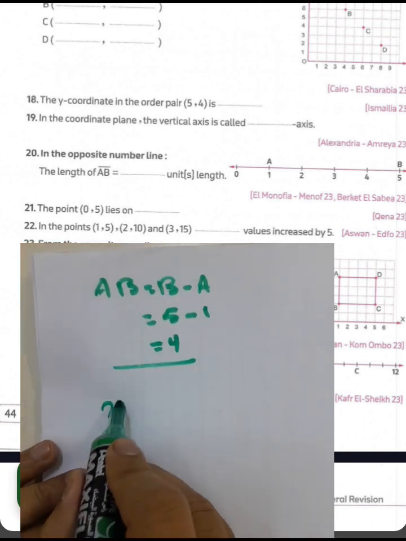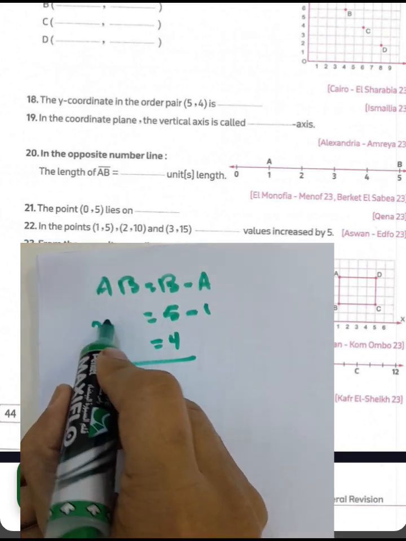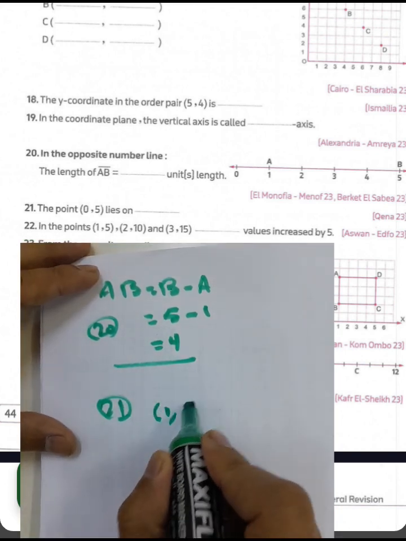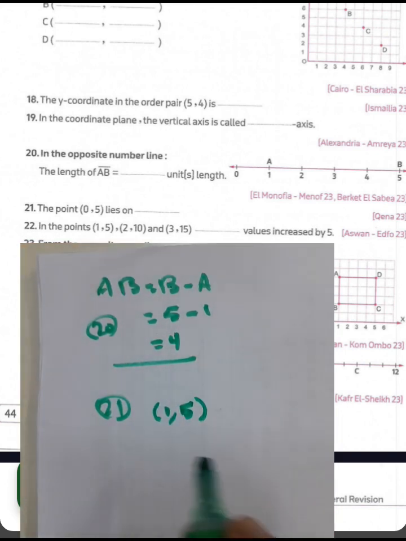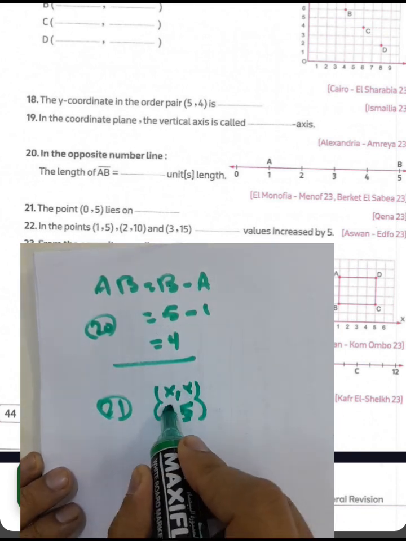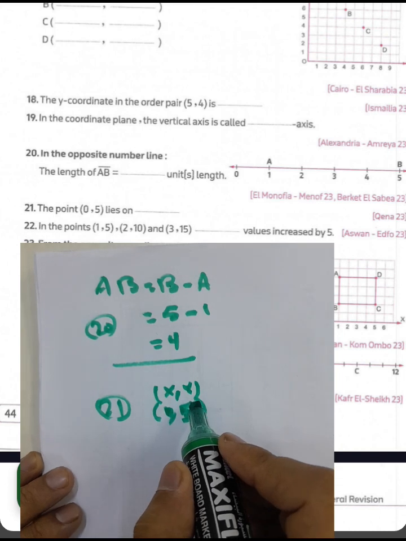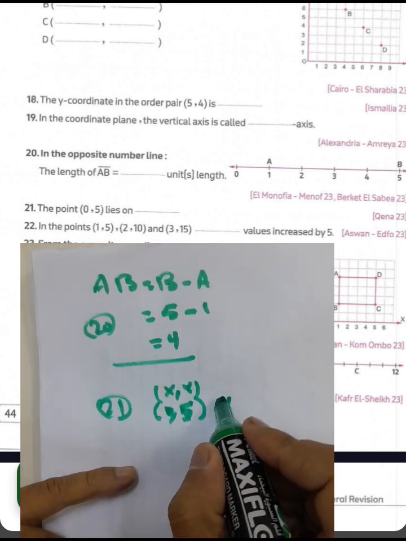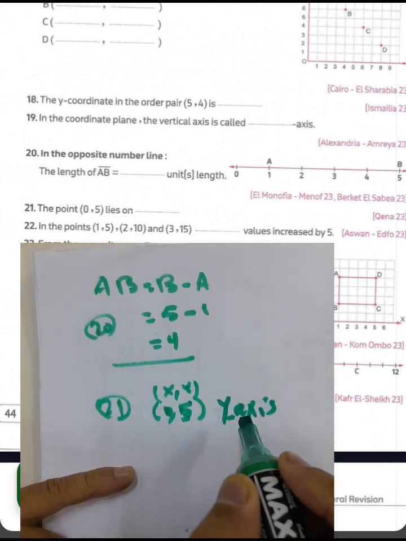Question 21, it was question 20, okay? Question 21, the point (0, 5) lies in what? We have 0 and 5, we have x and y. X equals 0 and y equals 5, then it lies in the y-axis. Okay, lies here in the y-axis.